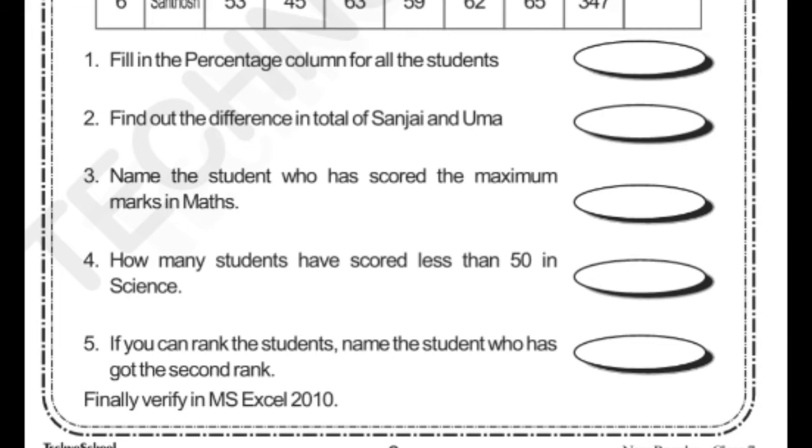How many students have scored less than 50 in science? Less than 50 in science. Okay, so to answer this question, we have to find how many students have scored less than 50 in the science subject. So how do we answer this question in MS Excel? We have to use the less than symbol, the less than operator.